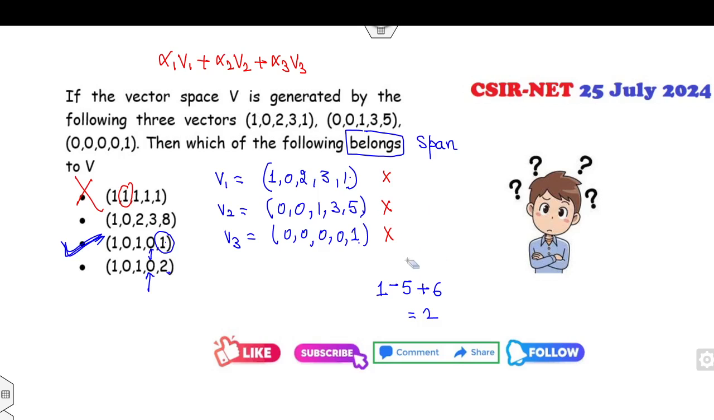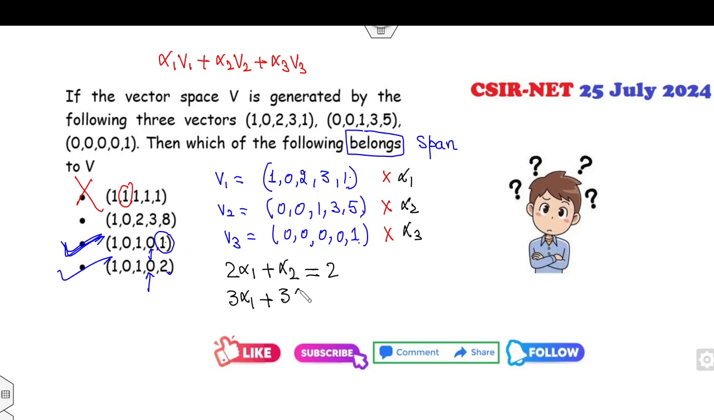Fine. Now, look at the second option. I need a 2 because none of the numbers is 0. So what I can do, I can write the equations. So that means I multiply by alpha 1, alpha 2, alpha 3. 2 alpha 1 plus alpha 2 plus 0 alpha 3, I need as a 2. 3 alpha 1, 3 alpha 2 plus 0 alpha 3 is my 3. 1 alpha 1, 5 alpha 2 plus 1 alpha 3 is equal to 8.